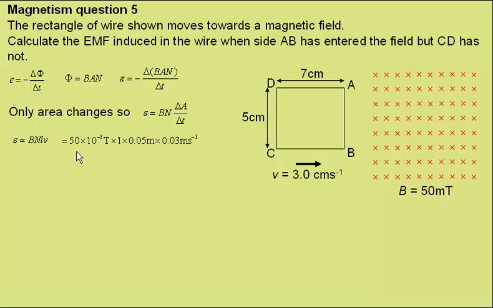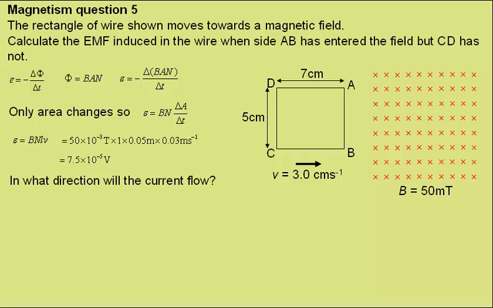Putting in the values, we have B of 50 millitesla, number of turns is 1, the length is 0.05 meters, 5 centimeters, this length here, and the speed is 0.03 meters per second, which is 3 centimeters per second. This gives an EMF of 7.5 times 10 to the minus 5 volts.